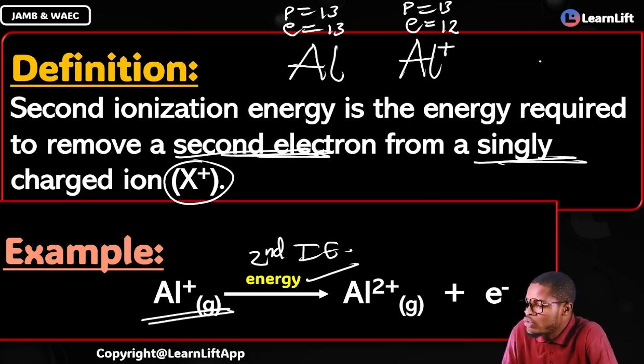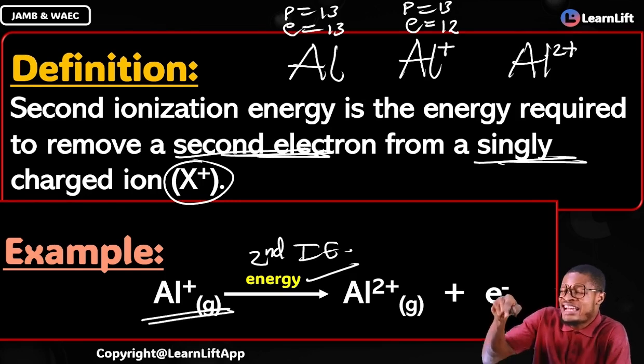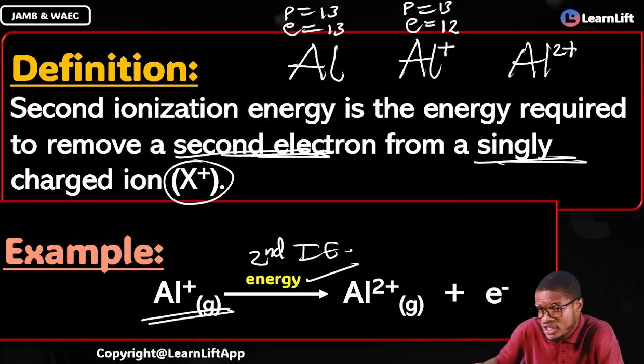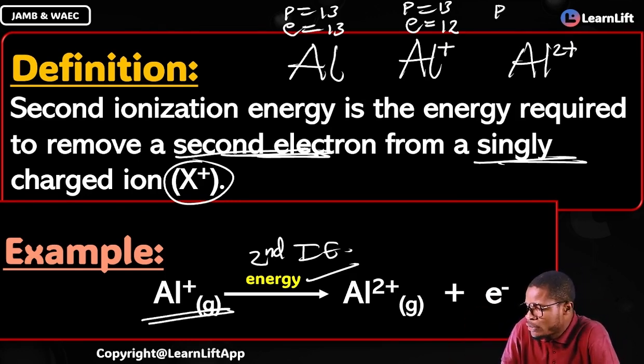If you now come down to your Al2+, that will be formed at the end of the day in your second ionization energy. What happened there? How many protons do we have there?